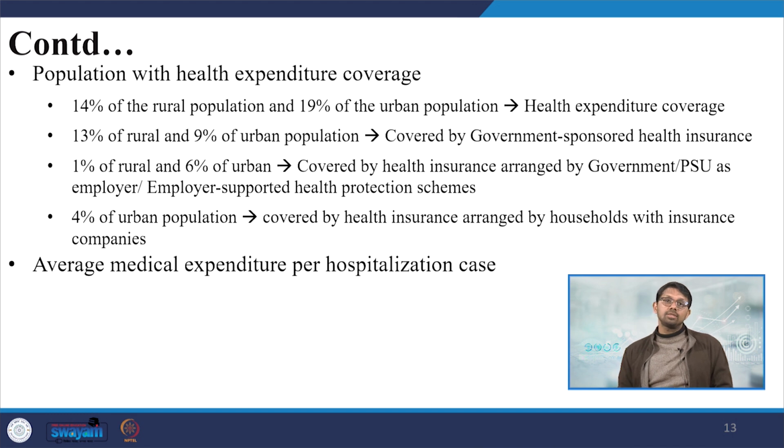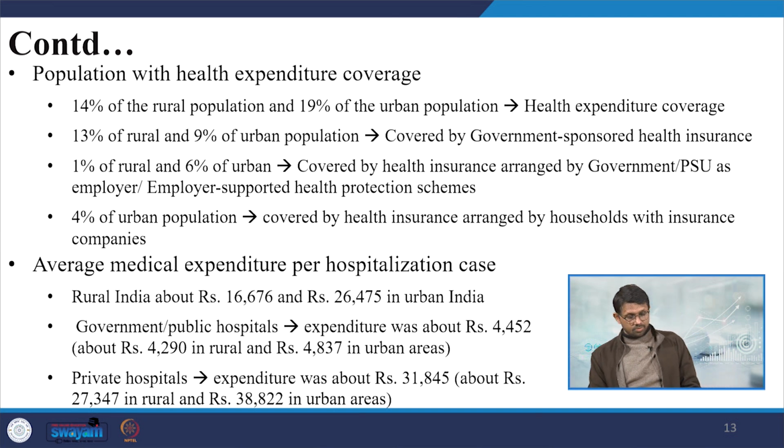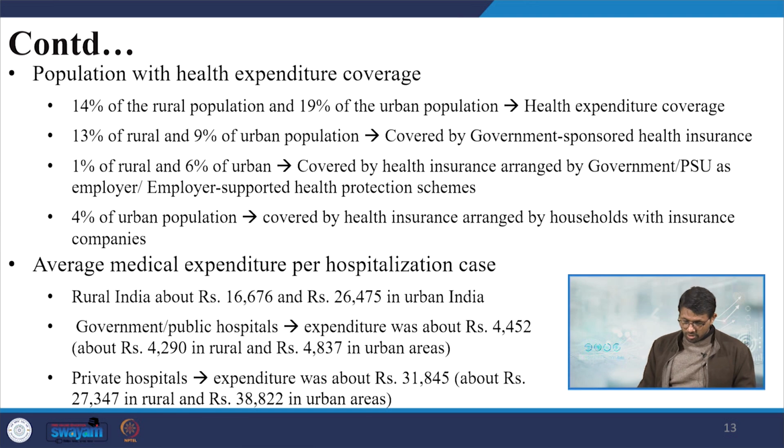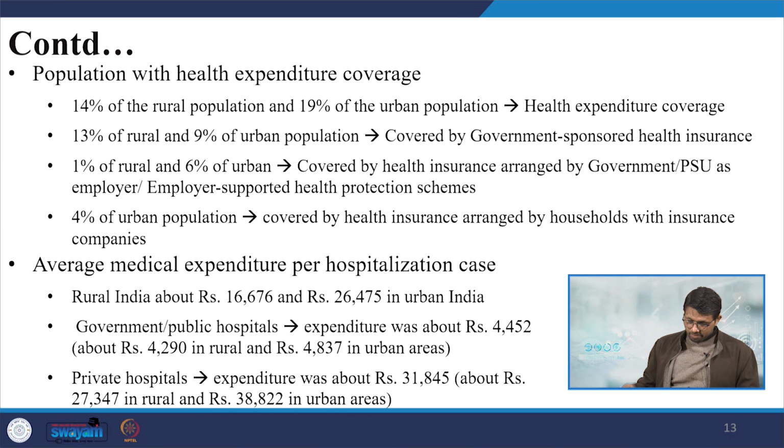Average medical expenditure per hospitalization case as per the NSS 75th round: rural India about rupees 16,676 and rupees 26,475 in urban India. That is the average medical expenditure per hospitalization.